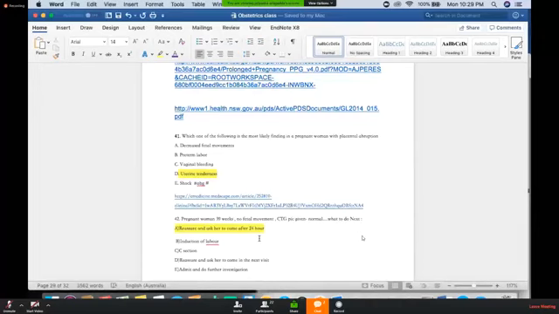Next, question 41: which one of the following is the most likely finding in a pregnant woman with placental abruption? So a patient with placental abruption. What is the main classical finding? Hard abdomen and tender uterus. Tender uterus, that's the answer. Decreased fetal movements is not a compulsory thing in abruptio placenta, right? It can be, but the main thing is uterine tenderness. That is the main differentiating point between placental abruption and placenta previa. So always go for uterine tenderness.